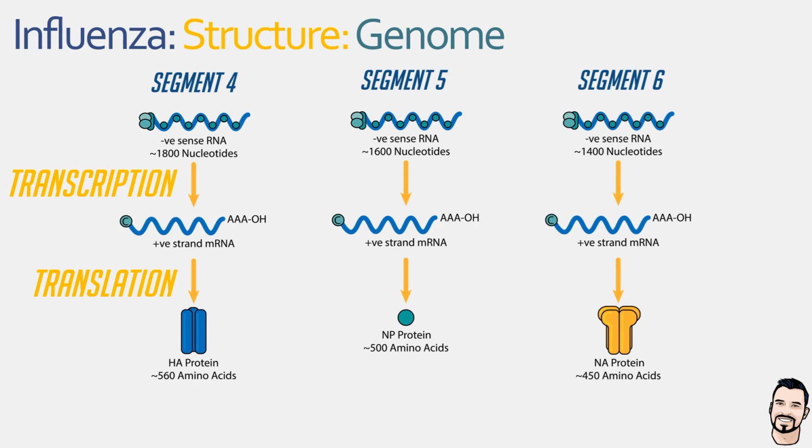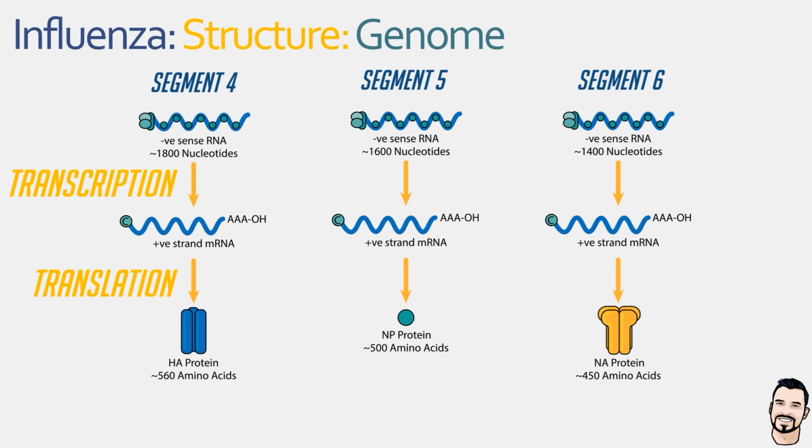Segment 5 is around 1,600 nucleotides in length and encodes for the nucleocapsid protein, which is approximately 500 amino acids in size. And finally, segment 6 is about 1,400 nucleotides in length and encodes for the neuraminidase protein, which is made from approximately 450 amino acids. Now, a key point here to remember is that the HA protein and the NA protein are monomers, so we need 3 or 4 of these to come together to form functional viral proteins of 1,680 and 1,800 amino acids.